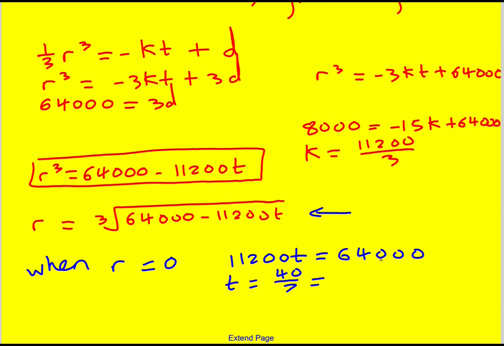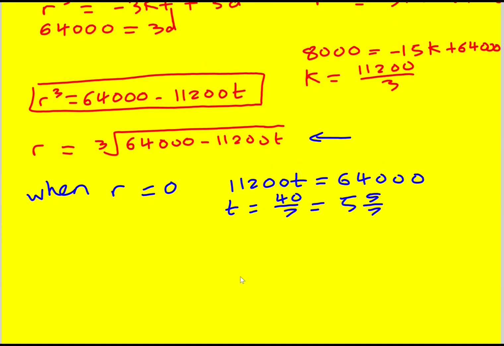The mark scheme left it like this. I decided to write it as a mixed number. It's actually 5 and 5 over 7. It's a little bit easier to understand the number of seconds then. So that is, well, basically we can't go any more than that.